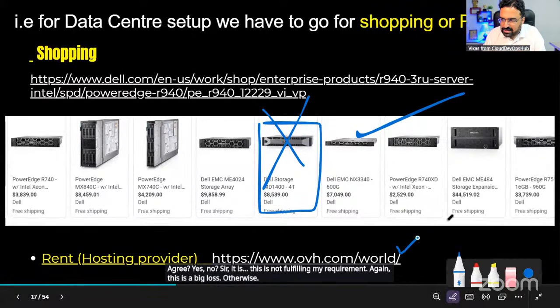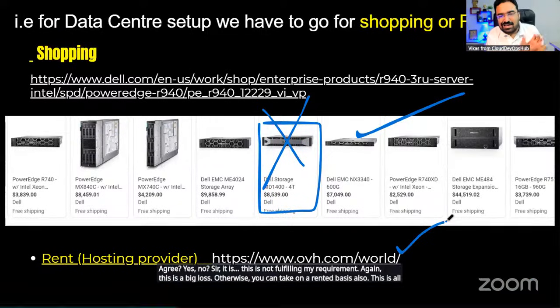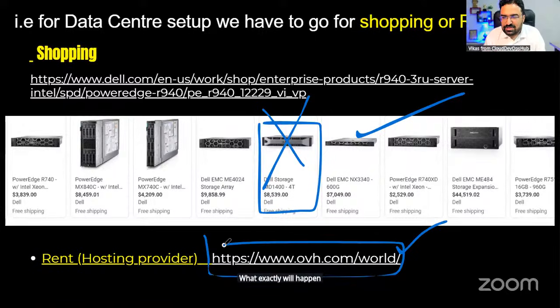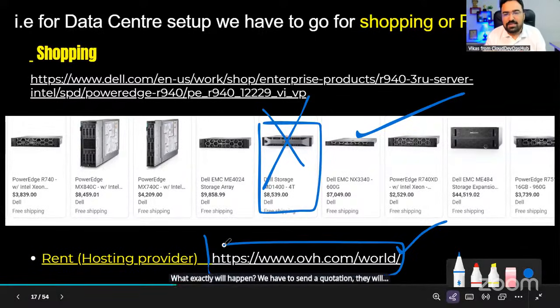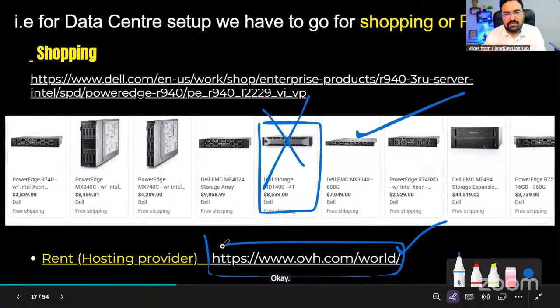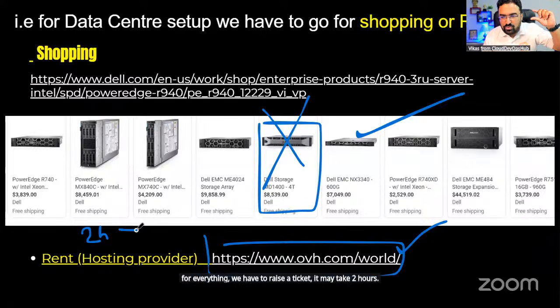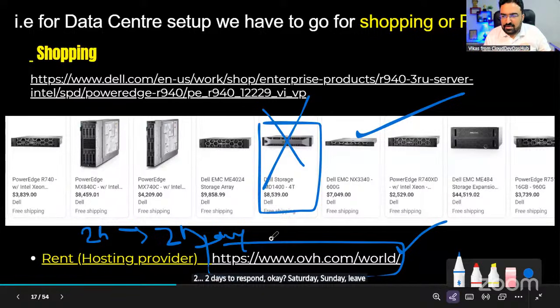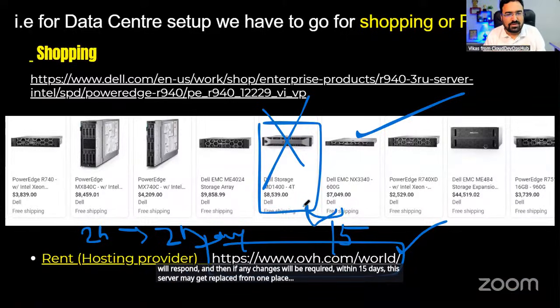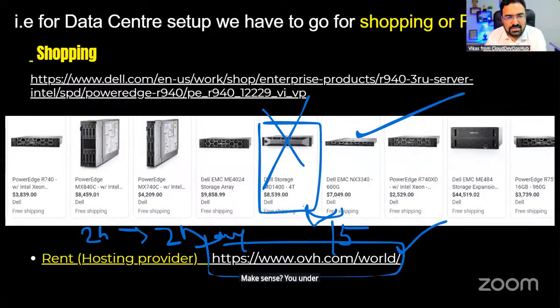Otherwise, you can take it on a rented basis also. All this hardware we were taking 10 years back on a rented basis as well. In the rented basis, what exactly will happen? We have to send a quotation. Their engineers will come and fix it in our data center or in our small data center room, and based on that they will make the charges. For everything, we have to raise a ticket. It may take 2 hours, 2 days to respond. Saturday, Sunday, leave. They will respond, and then if any changes are required within 15 days, this server may get replaced from one server to another server. Make sense? You understood the difficulties, right?